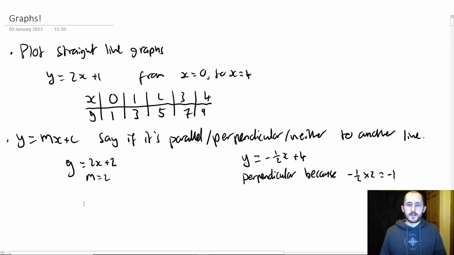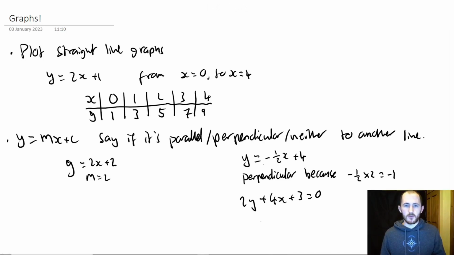Now of course it's not always that simple. They might give you a formula that looks like this. They might say 2y plus 4x plus 3 equals 0 or something like that. You then need to put it into the y equals mx plus c form, right? Which hopefully you know that. Remember that the thing in front of y needs to just be 1. It can't be negative y, it can't be 2y, it can't be half y or anything like that.